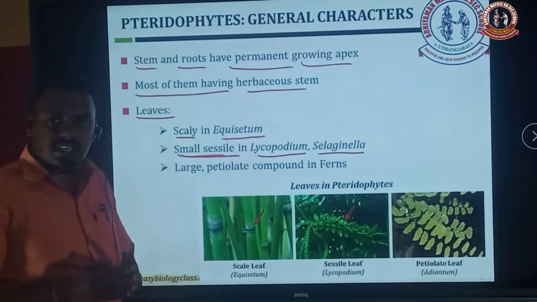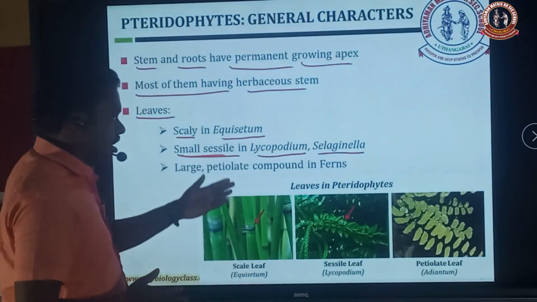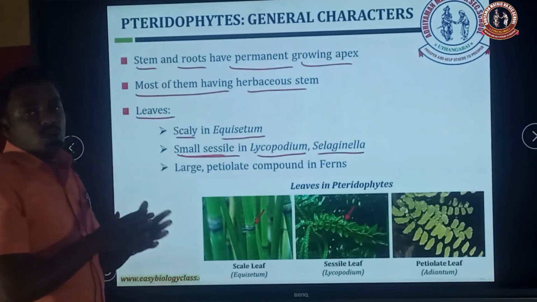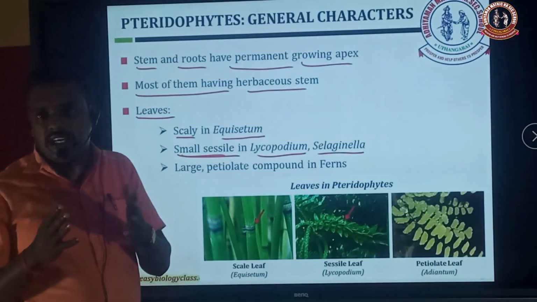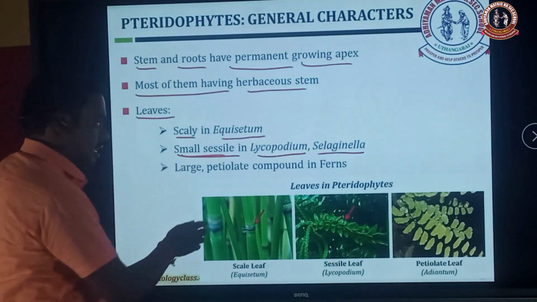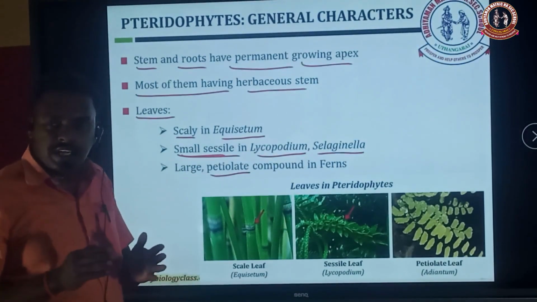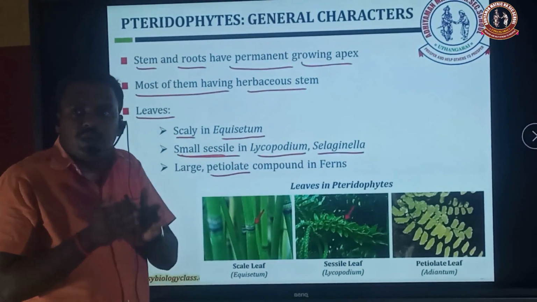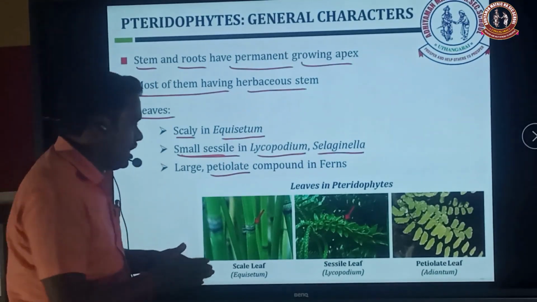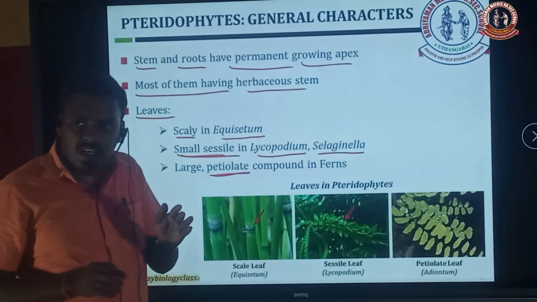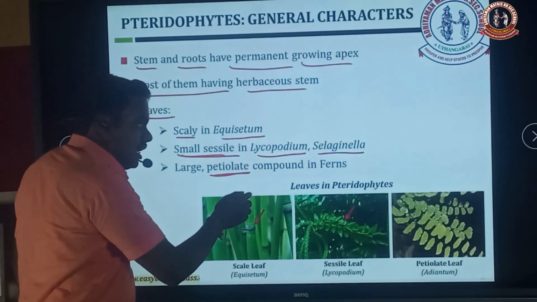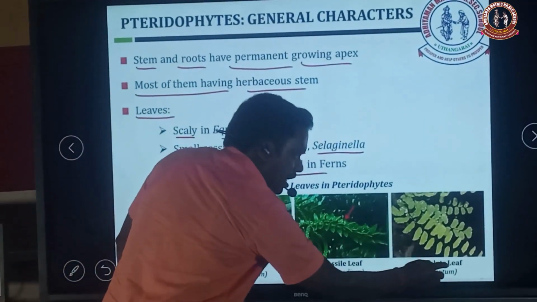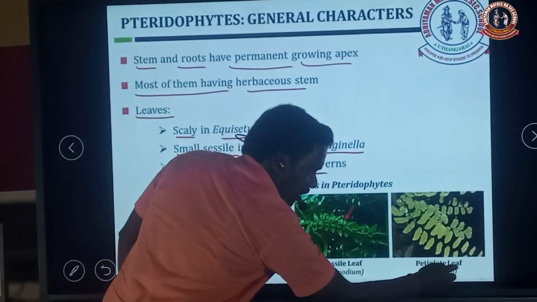What is meant by sessile? Sessile means the leaf has no petiole-like structure. It is present in Lycopodium and Selaginella. Then next, in some pteridophytic plants the leaves are large, with a broad leaf structure. Then petiolate: leaves that have a petiole are called petiolate. Sessile means absence of petiole in the leaf. But petiolate means the leaf has a petiole, and compound means a group of leaflets arranged on a single petiole. That is the petiolate leaf.